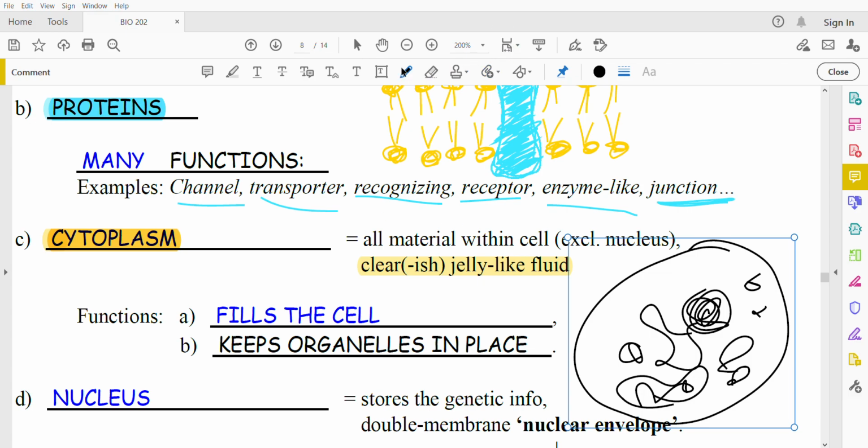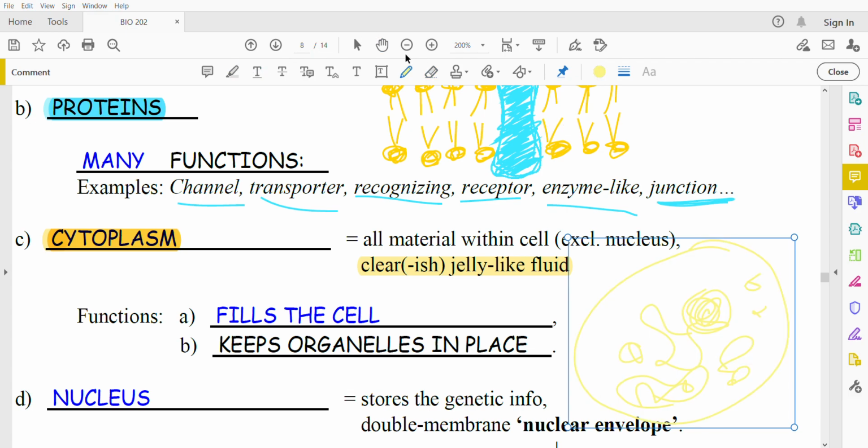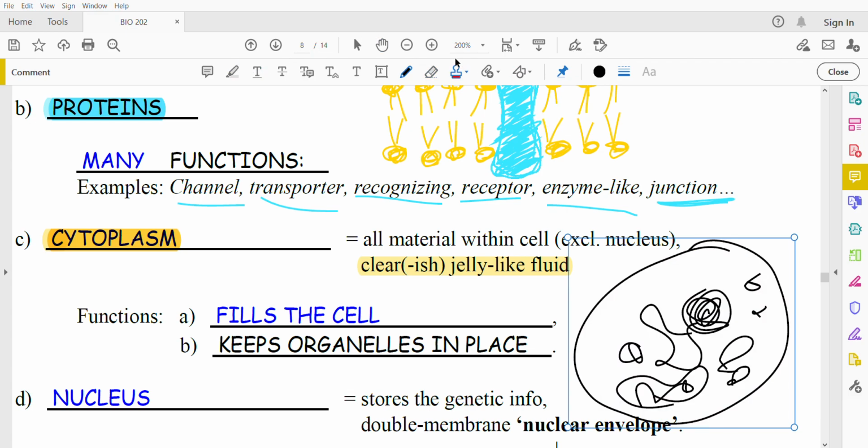So cytoplasm in this case, I didn't mean to change the color of that. Let me just change the pencil color.